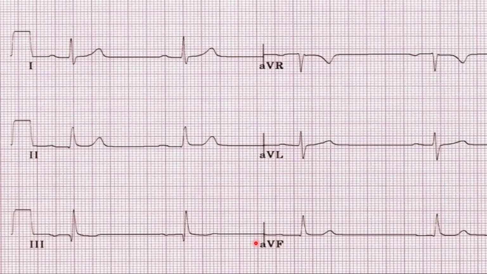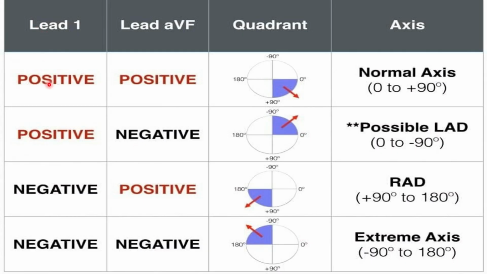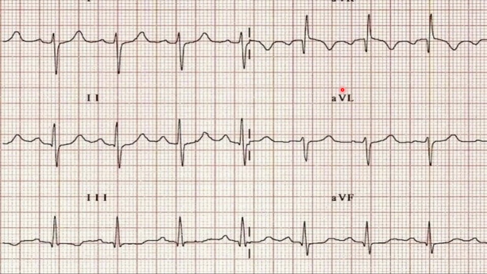Now, here are some examples to find the axis. If you look at the direction of QRS complex in lead 1, it is positive. Similarly, the QRS complex is positive in lead aVF, which means that the presence of both positive QRS complex in lead 1 and aVF means that this is our normal axis. Now in this ECG, you can see that the direction of QRS complex in lead 1 is negative, while the QRS complex is positive in lead aVF.